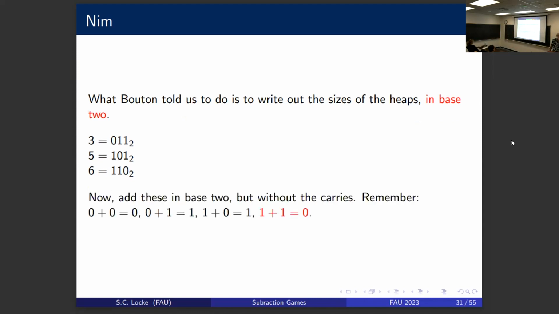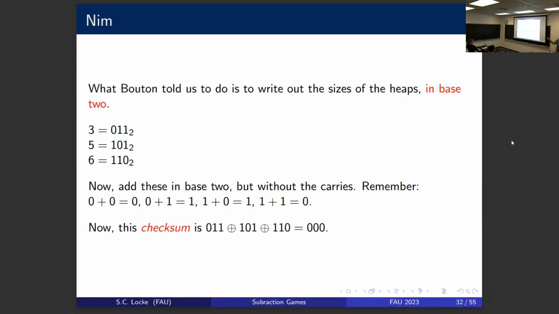Put this up on the screen for a second. I want to add those things as if I'm adding in base 2, but nobody likes carries anyway, so I'm not going to do any carries at all. I'm just adding them in the column. Nothing gets carried. I take that 0, 1, 1 plus 1, 0, 1 plus 1, 1, 0. I get 0, 0, 0.